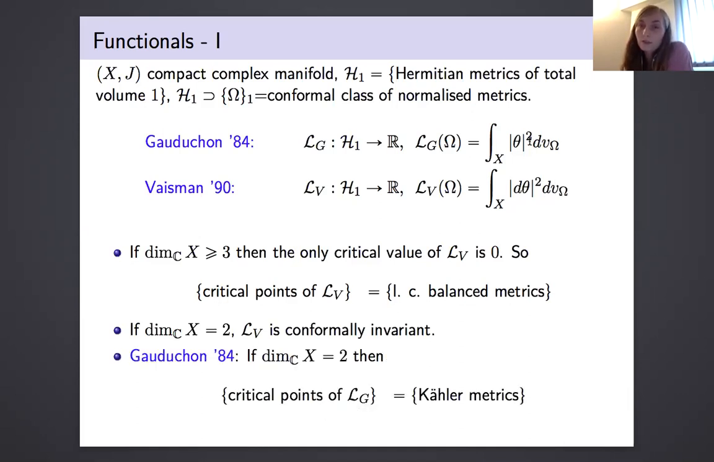Gauduchon looked at this functional in general, and he computed the Euler-Lagrange equation for both the functional viewed on H1 and also viewed restricted only to a conformal class. And in complex dimension 2, he obtained that the only critical points of this functional on the whole space of Hermitian metrics are given by only the Kähler metrics. When you restrict this functional to a conformal class, new critical points appear, in fact, but there is no general existence and uniqueness result for this on conformal classes.